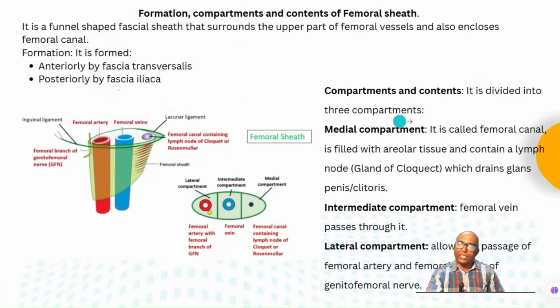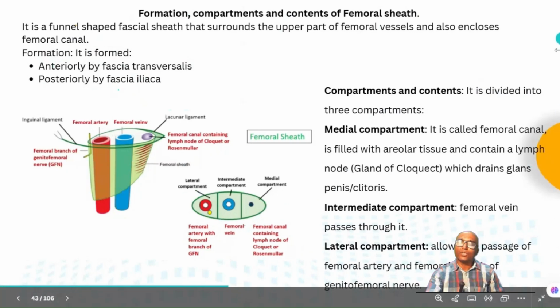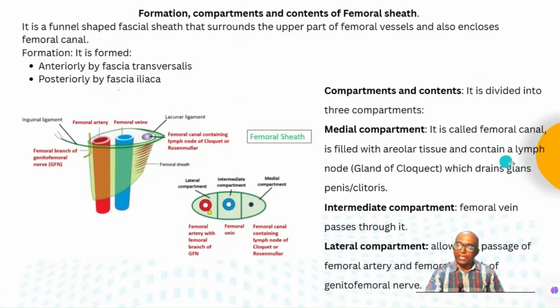Compartments: it is divided into three compartments. You have a medial compartment, the middle compartment, and the lateral compartment. The medial compartment is also called the femoral canal. It is filled with loose areolar tissue and contains the lymph node, that is the gland of Cloquet, which drains the glans penis or clitoris. This is an SBA which can be asked.